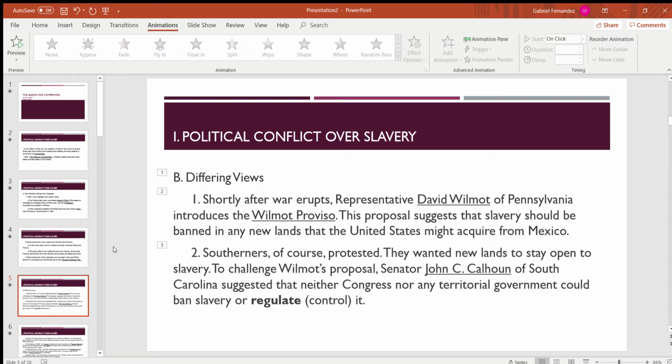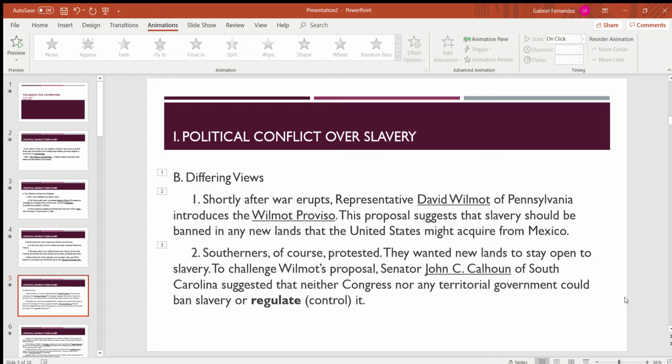Shortly after the Mexican-American War erupts, Representative David Wilmot of Pennsylvania introduces the Wilmot Proviso. Now, this proposal suggests that slavery should be banned in any new lands that the United States might acquire from Mexico. The South is not going to like this idea very much. They're going to protest. Why? They want new lands to stay open to slavery. They want slavery to become institutionalized, especially in the South.